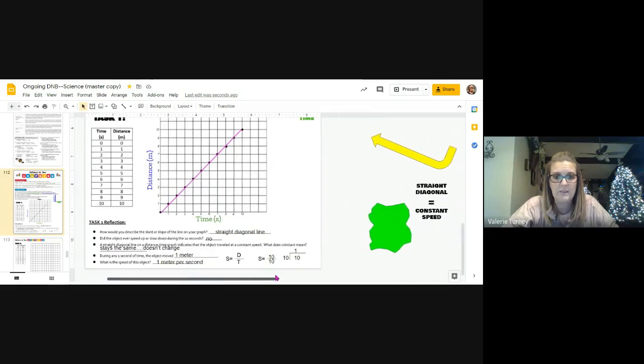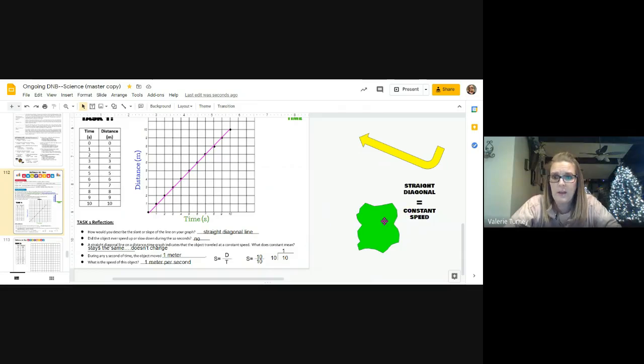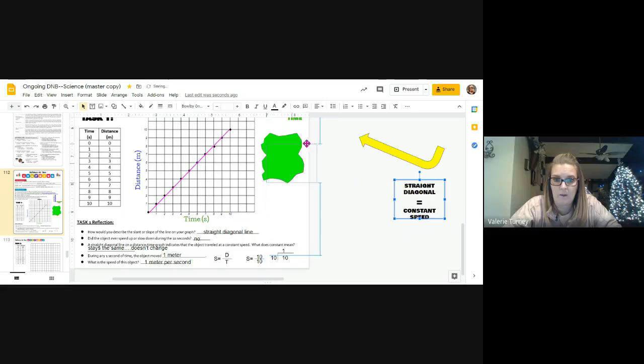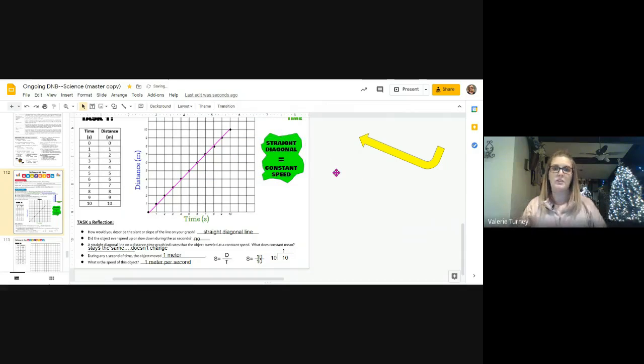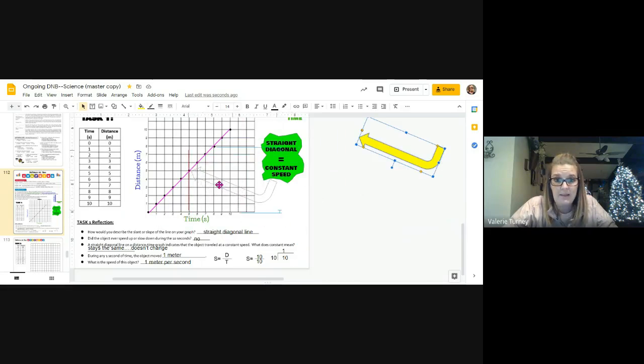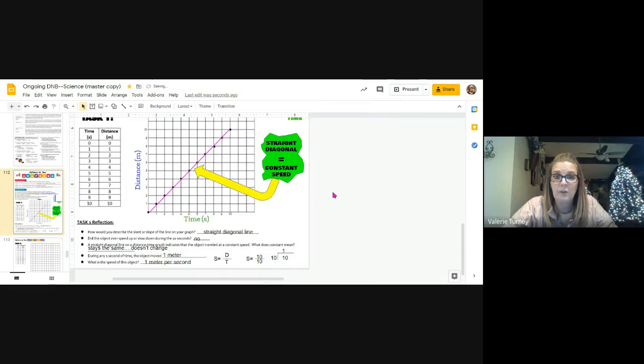So right over here on the side, this is what you're going to do. You're going to bring this right here, and you're going to bring this right here, and put it right inside of it. A straight diagonal line that looks like this, the one that you see right here: if you see a straight diagonal line on a distance time graph, it means that that particular object traveled at a constant speed.